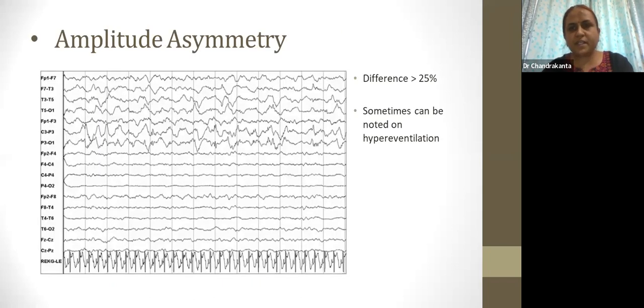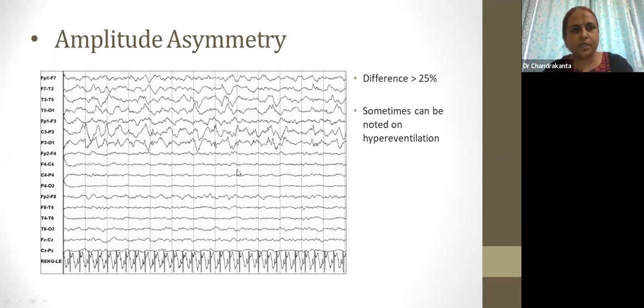Dr. Praveen has already discussed how to measure the voltage of a wave. Amplitude asymmetry means that there is a difference in the amplitude of the waves between the two hemispheres. If there is gross damage to one side of the brain, then on that side we will get low voltage activity. For example, if there is hemiatrophy on one side of the brain, we will get low voltage activity on that side.